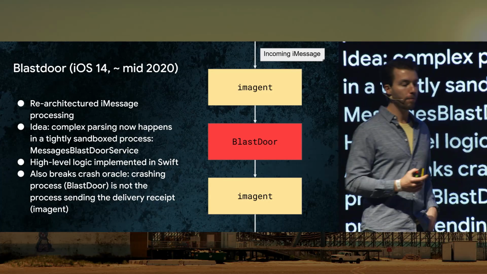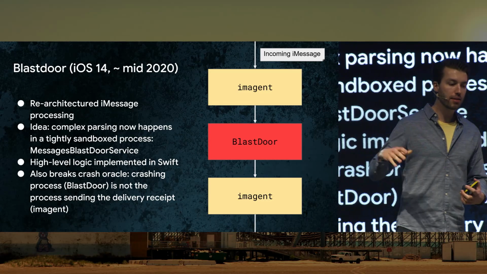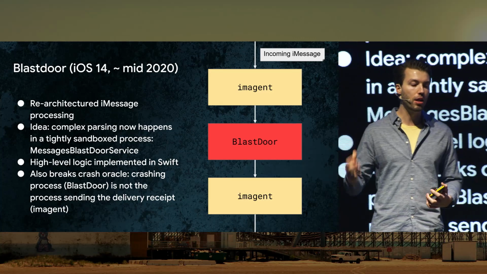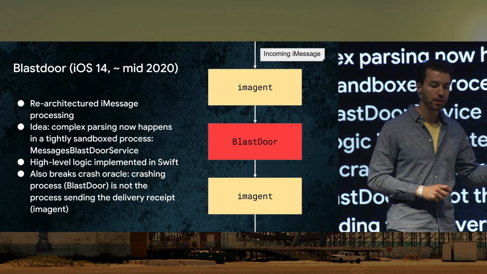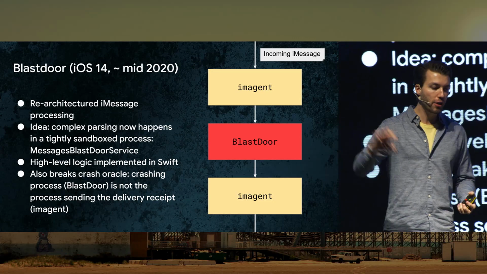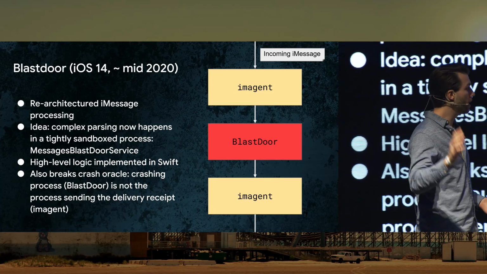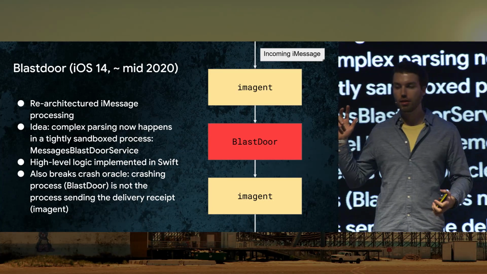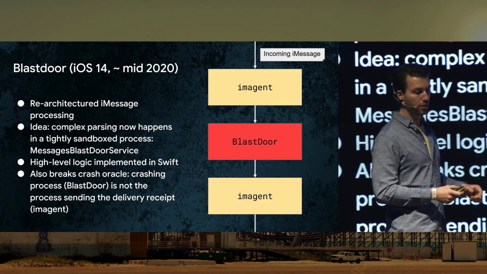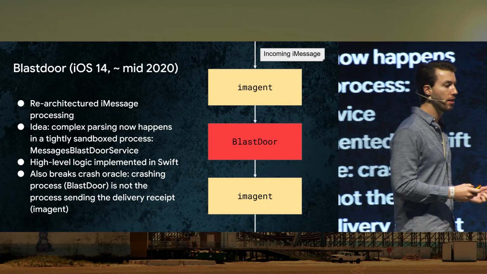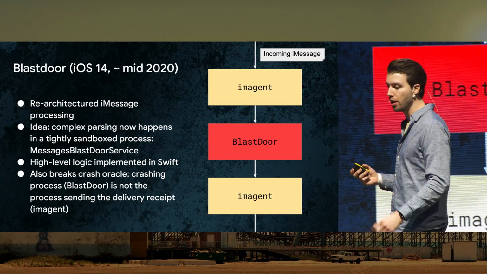which is essentially a super tightly sandboxed process that sits in between the iMessage processing and does all the parsing. So IMAgent here, that's the daemon that gets the incoming iMessage, and this pretty much directly forwards everything to BlastDoor. BlastDoor does all the parsing, all the plist parsing, the XML parsing, the NSKeyedArchiver parsing, whatever is in there, and then sends the result back to IMAgent. It also has high-level logic implemented in Swift, which is kind of nice. It's a bit more of a safe language.